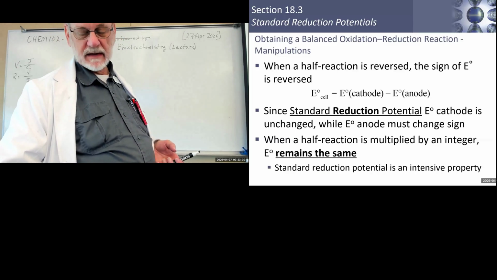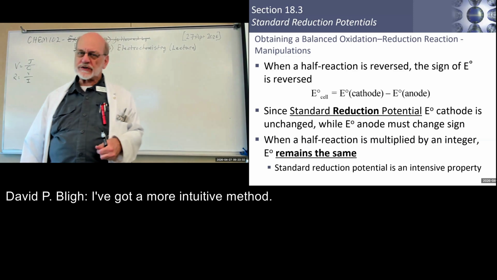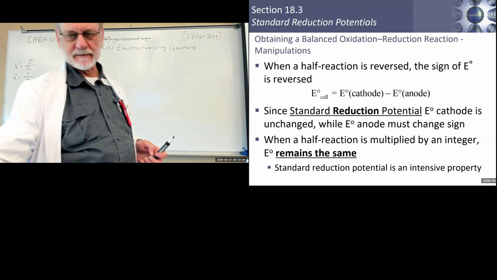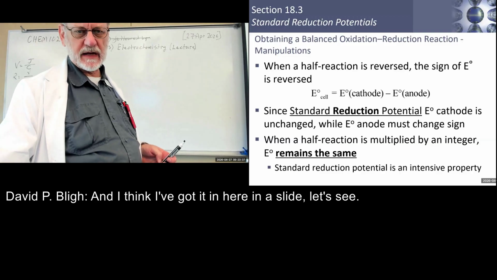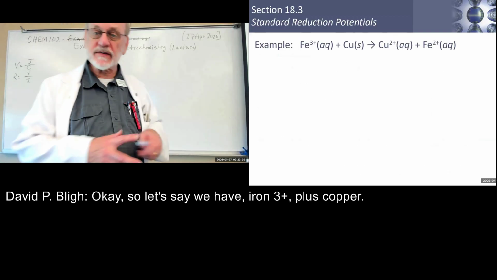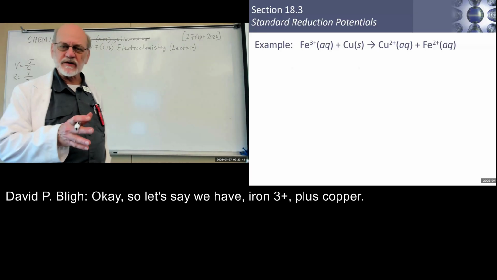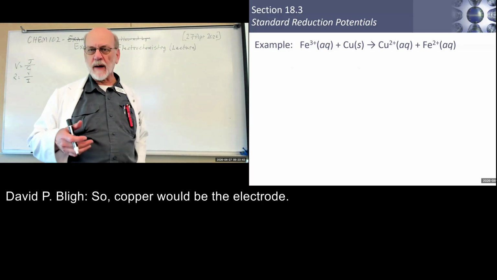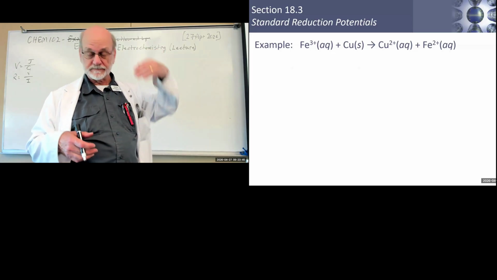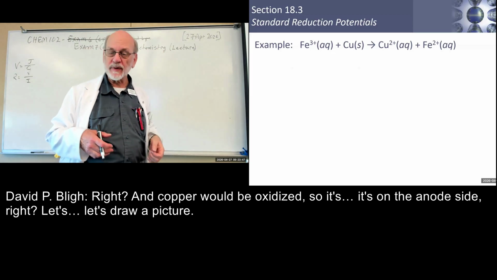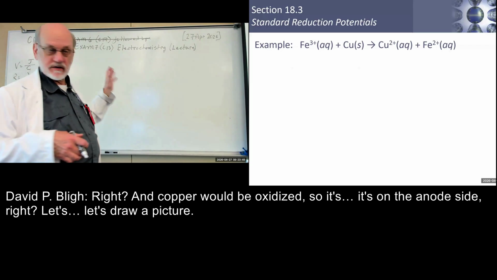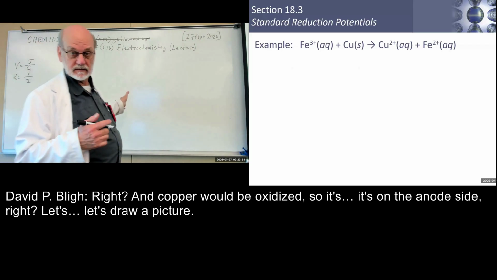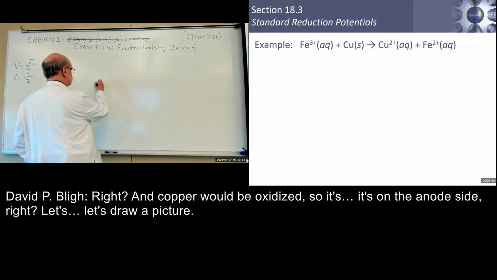All right. I've got a more intuitive method. And I think I've got it in here in a slide. Let's see. Okay, so let's say we have iron 3 plus copper. So copper would be the electrode, right? And copper would be oxidized. So it's on the anode side, right? Let's draw a picture.